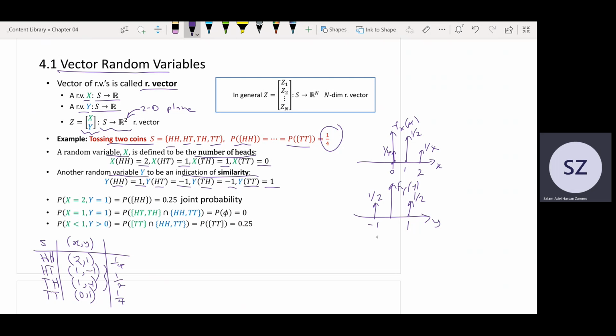And you can see that they are related. The similarity is related to whether the number of heads is large or not. For example, if you have 2 heads, they are similar, and with 0 heads, they are also similar. Right. Now let's talk about the probability that x equals 7. This is the next one.